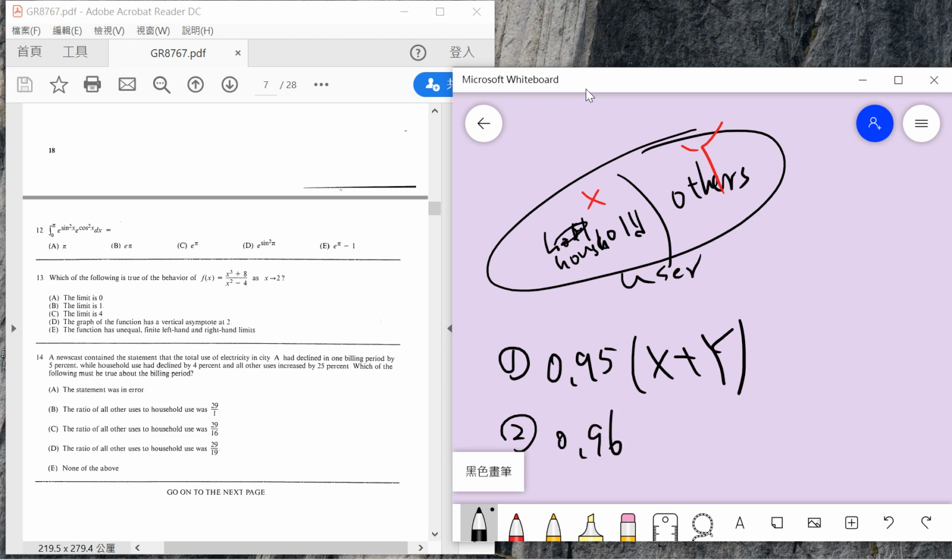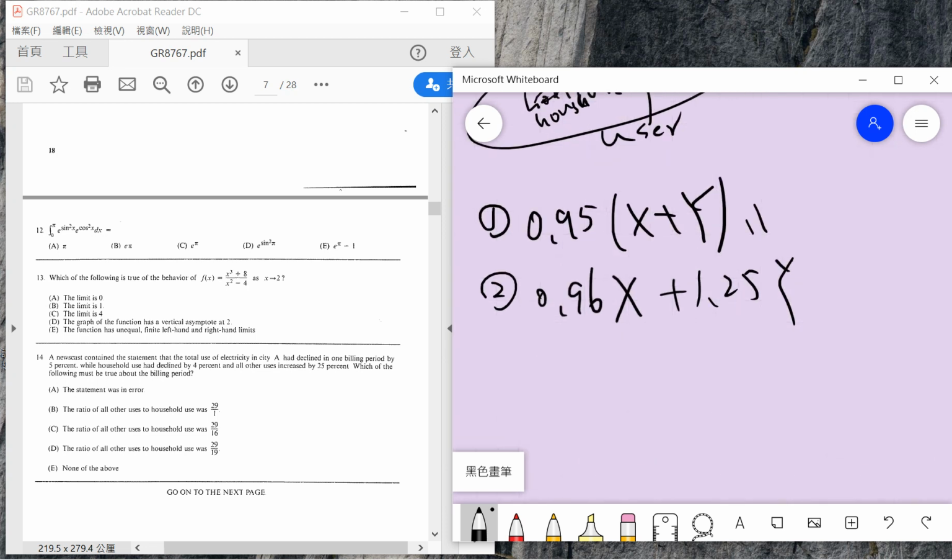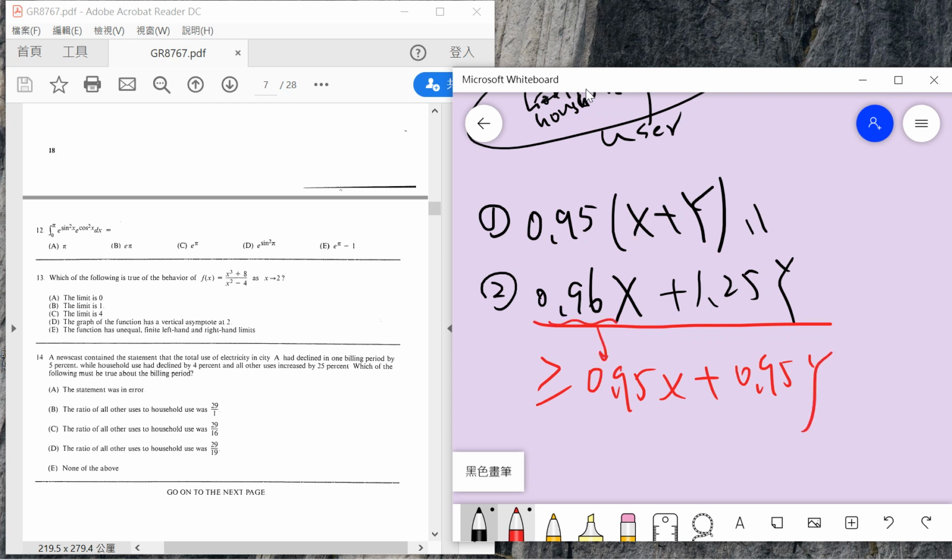And the second statement says that the household has declined only 4%. So this is 0.96x plus, and others increased by 25%, so this is 1.25y, and then it should be equal. But this is impossible because this term will be larger than 0.95x and 0.95y. This term is larger than this, larger than this. So there's no way they can be equal.